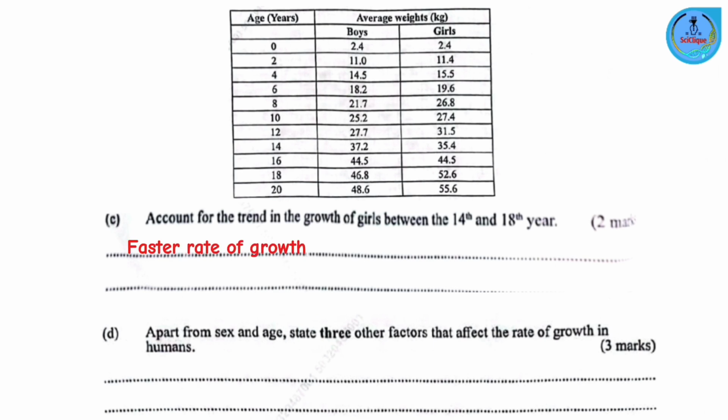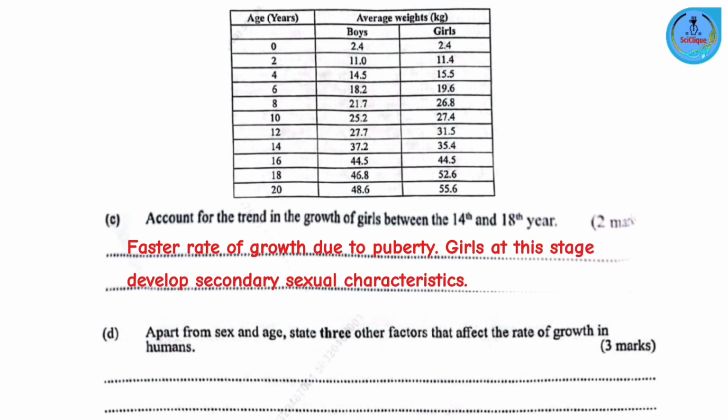Now, at this stage, this is where you have puberty. Okay, so you're going to have girls developing secondary sexual characteristics. I'm talking about widening of the hips, development of breasts, and so on. All of these are going to contribute to the increase in weight.